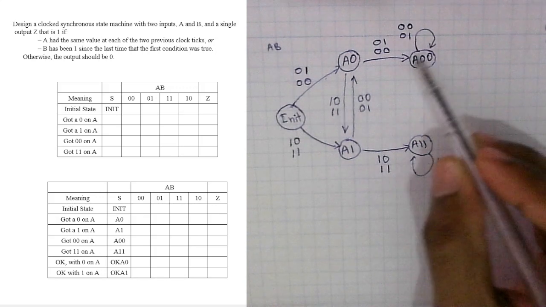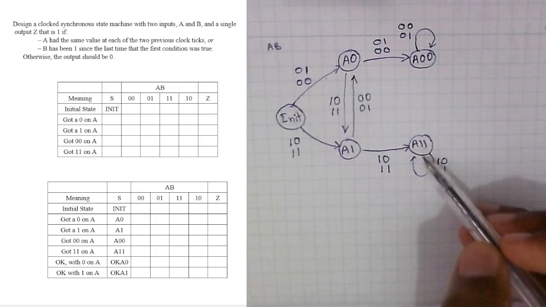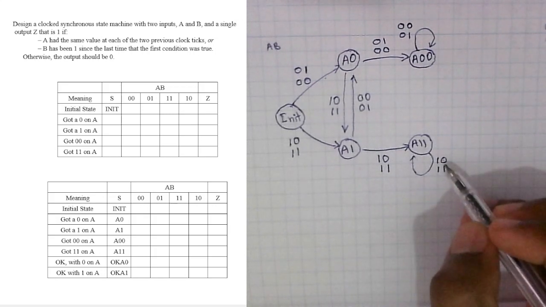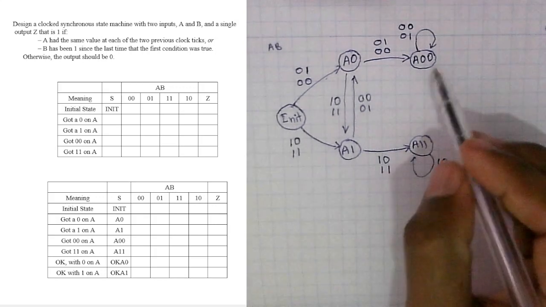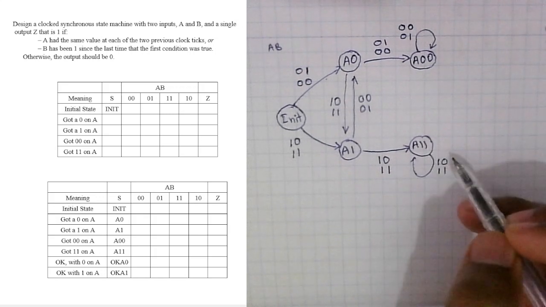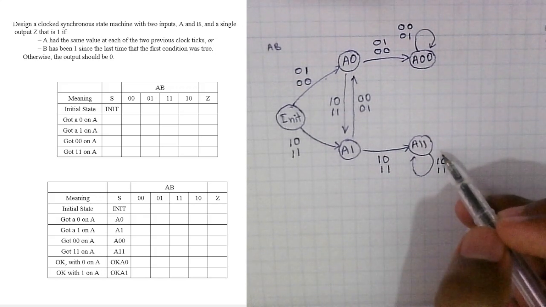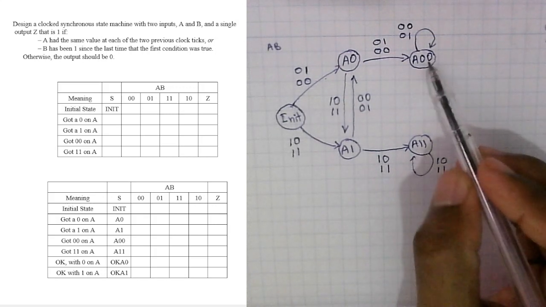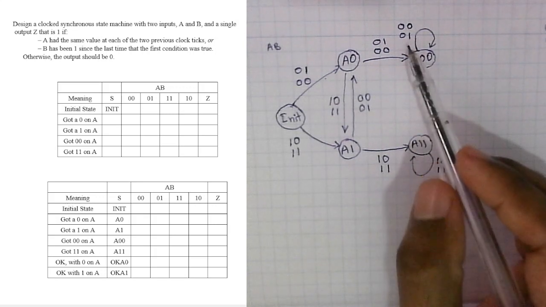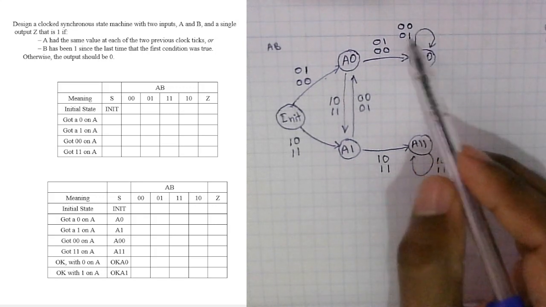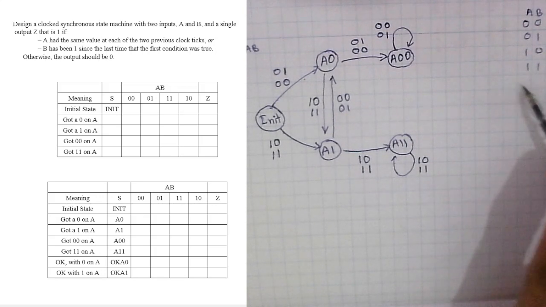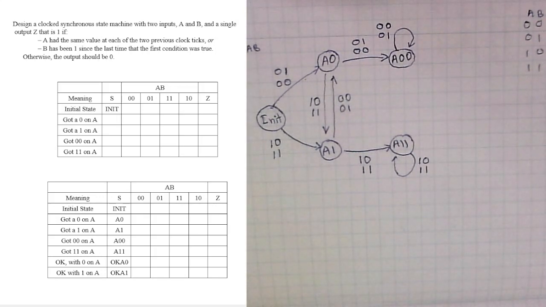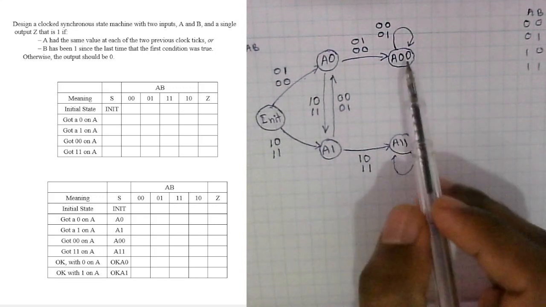Now if we reach A00 or A11, we can actually set our Z to 1 as required in the output. But what about the outgoing transitions from A00 and A11? This is about the second condition about B. For example, if I'm here at A00, I have four outgoing transition conditions: 00, 01, 10, 11. So how can I design all the outputs for these two?